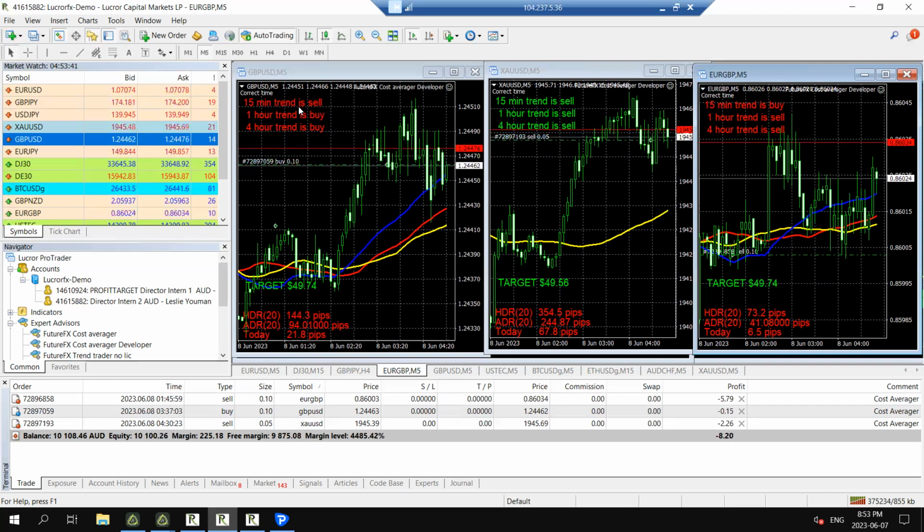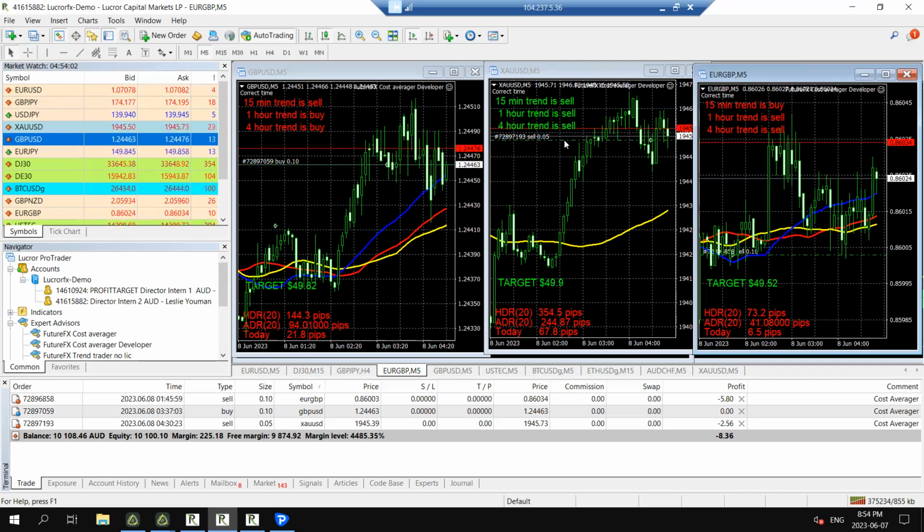But since then, the 15-minute time frame has changed. That happens. It's not a problem. It just means that if this trade closes and this one is still a sell, then it won't open up a new initial trade. So you need all three time frames to line up and be green like this for that initial trade to open.